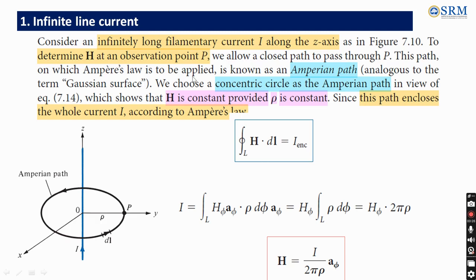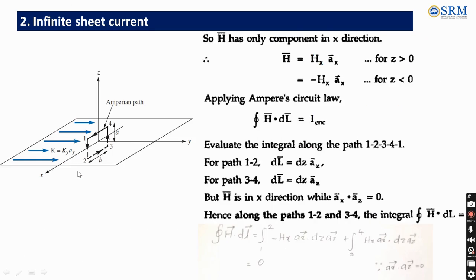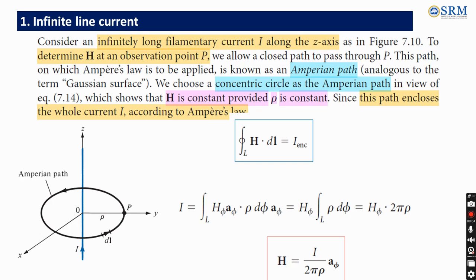So here we are going to see the application of Ampere circuit law in case of infinite line current as well as infinite sheet current. Let us see the infinite line current. We are going to consider the line current, that is, a long filamentary current along the z-axis. Okay. And we are going to determine the magnetic field intensity at this point P.